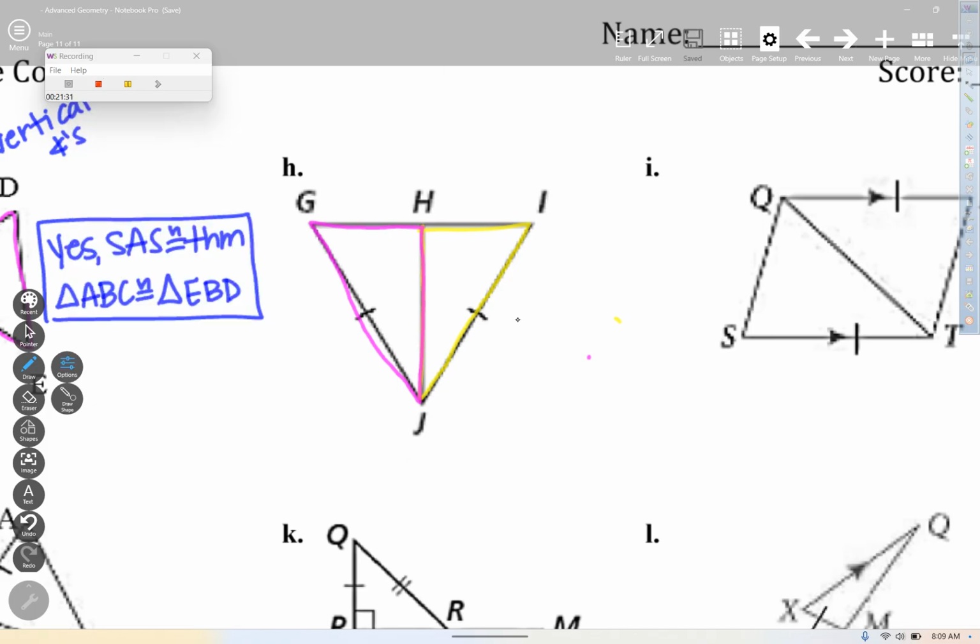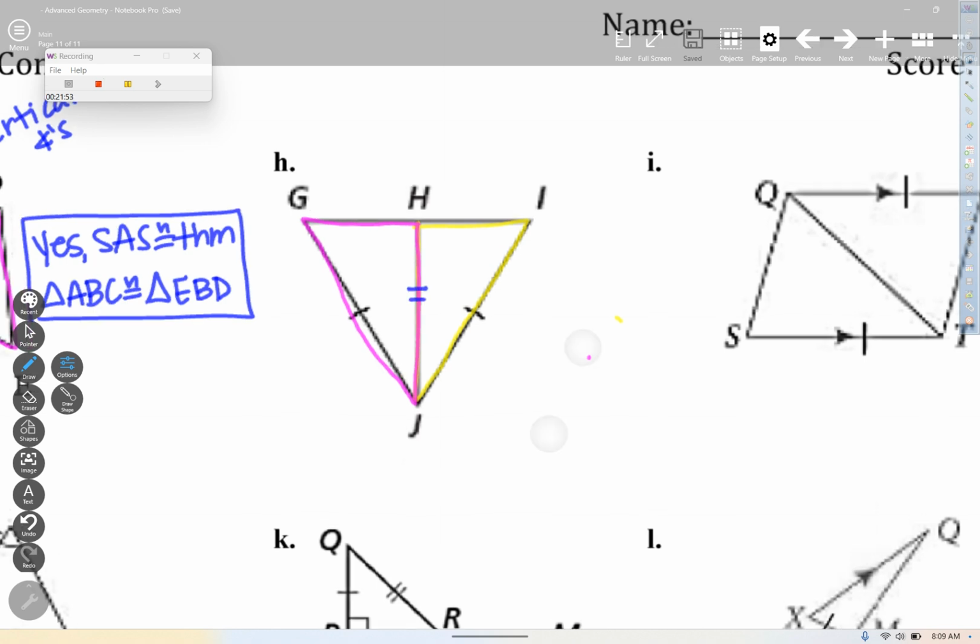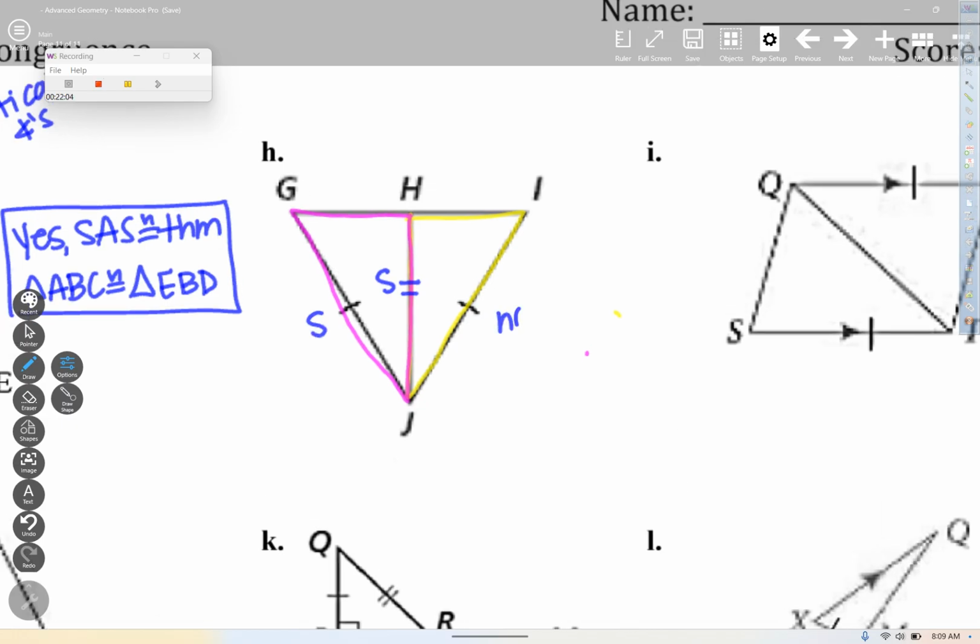Okay, did anything highlight the same? You should notice that the HJ highlighted pink and yellow, so that's a shared side, so I can mark it with 2 tick marks. But then when I go around I can't mark anything else because there are no vertical angles. So when I go around my triangle here, I have side and I have side. And 2 things is not enough information to say it's a congruency postulate. So this one is not congruent because I don't have enough information.